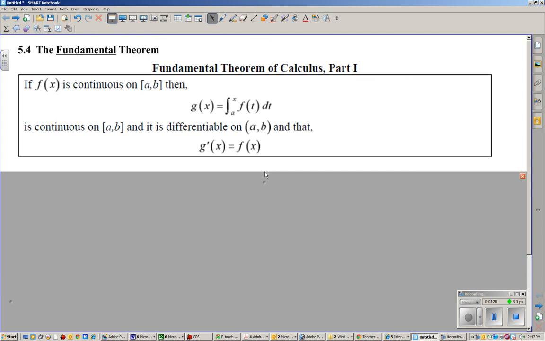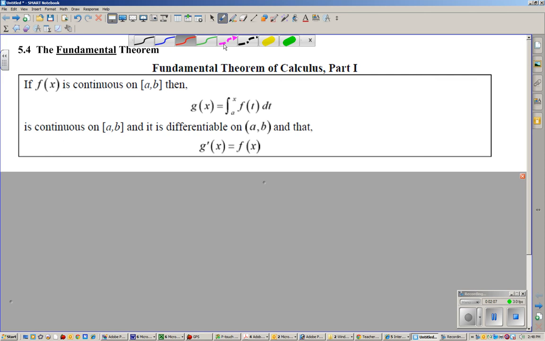Don't get hung up on the fact that the integrand is written in t. It could be written in any variable, even x, but then there would be some confusion with the letters. So we just use t. Although it's important to recognize that this theorem only works for continuous functions on a closed interval, and that it's in fact differentiable throughout the interval, the big thing to focus on is here at the bottom.